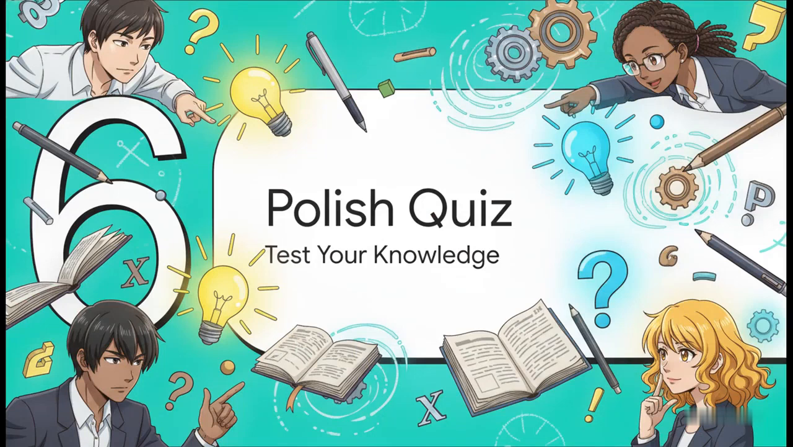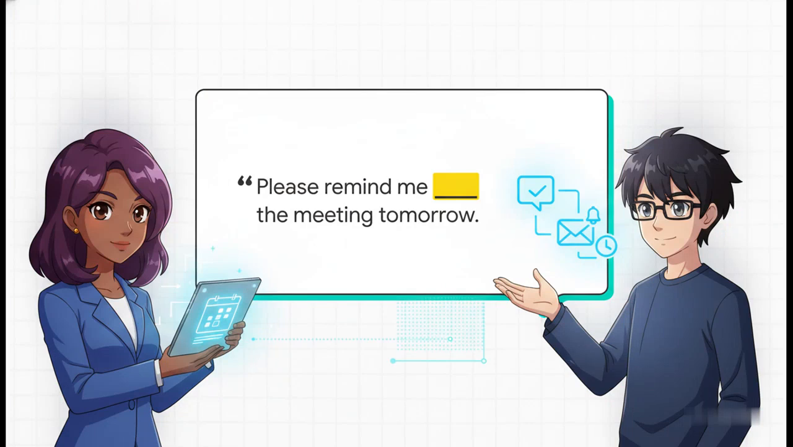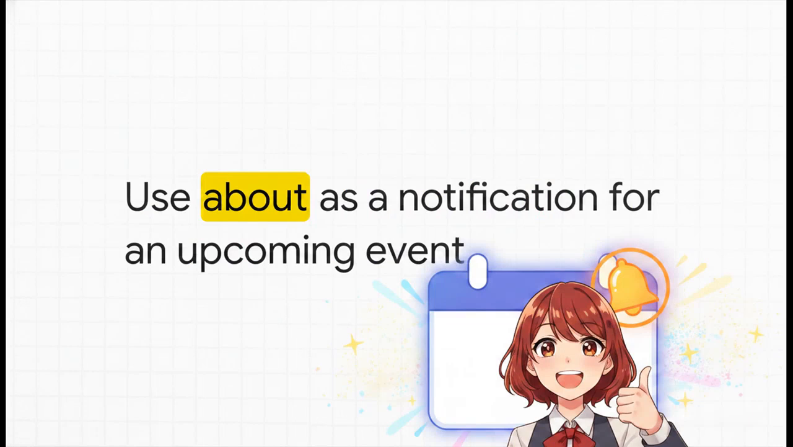Okay, we've made it to Section 6, the Professional Polish Quiz. It's time for a rapid-fire quiz to cement all the knowledge we just studied together. First question, fill in the blank. "Please remind me, blank, the meeting tomorrow." Remember, this is an email alert about a calendar event. Which preposition do we use? The answer is "about." Please remind me about the meeting tomorrow.